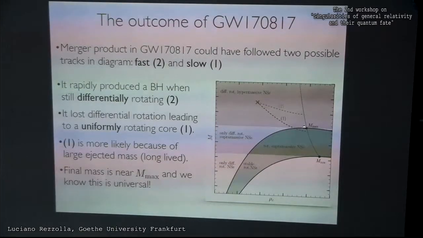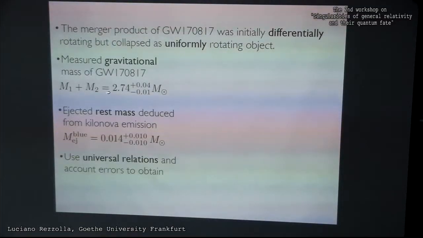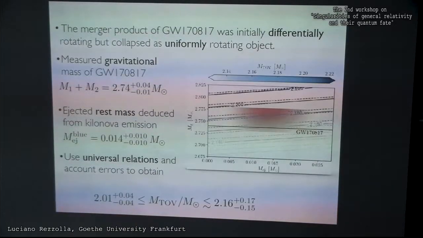Okay? Because as soon as you enter the green region, your dynamics becomes very, very slow. So putting these things together, putting together the fact that we know the mass of the system, and we know how much mass has been lost because of the kilonova, which is about 14% of a solar mass.